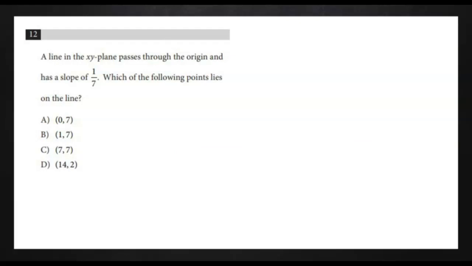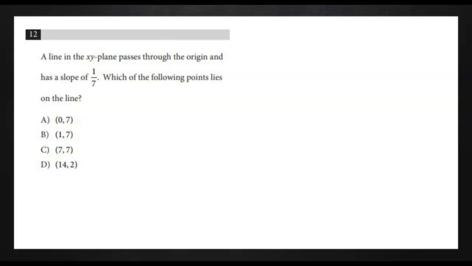Okay, question number 12. We are given a line that passes through the origin and has a slope of 1/7, and we want to know which of the following points lies on that line. Okay, so you can think about this in one of two ways. So let's look at one approach.